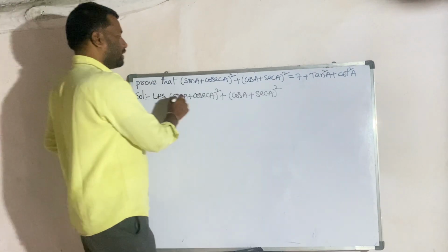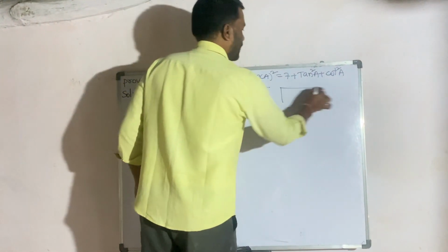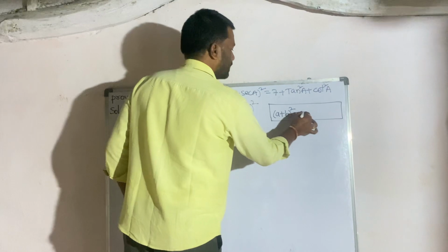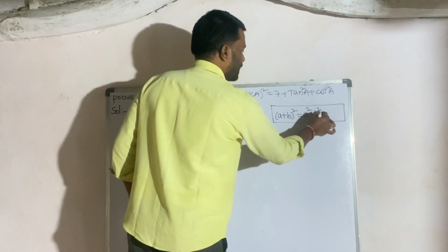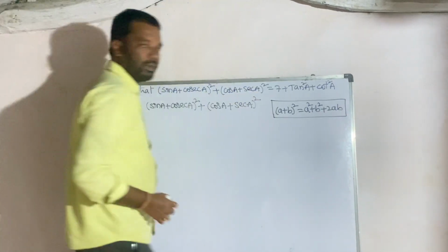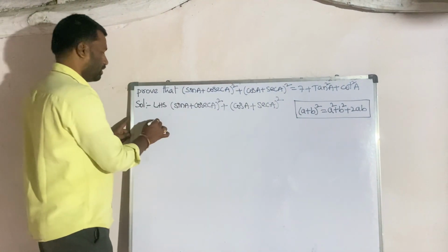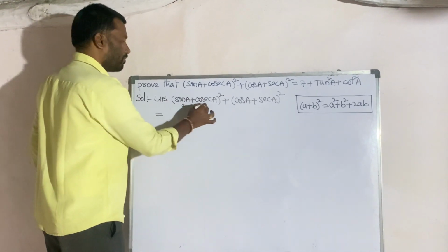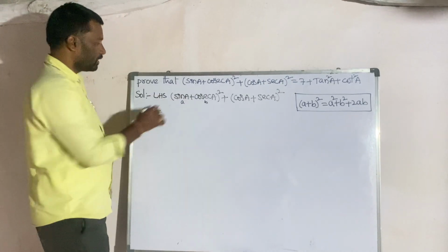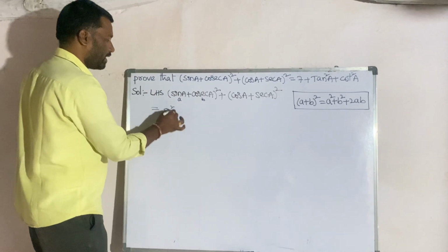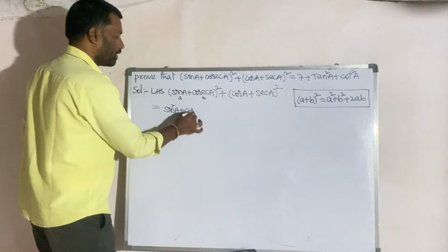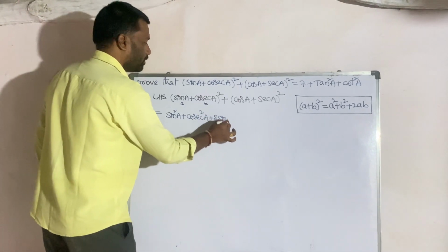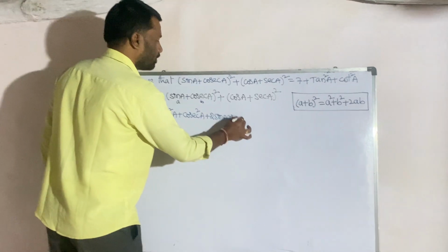See here, these two expansions can be written by using the fundamental (A + B)², which is equal to A² + B² + 2AB. So the expansion of (sin A + cosec A)²: in place of A is sin A and in place of B is cosec A. A² is sin² A, plus B² is cosec² A, plus 2AB, 2 sin A into cosec A.